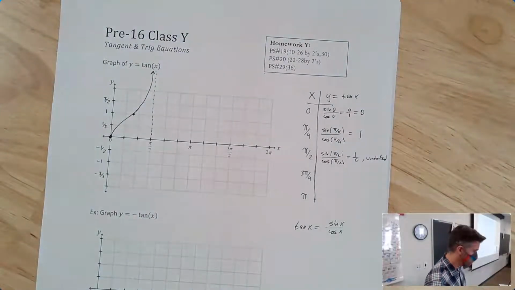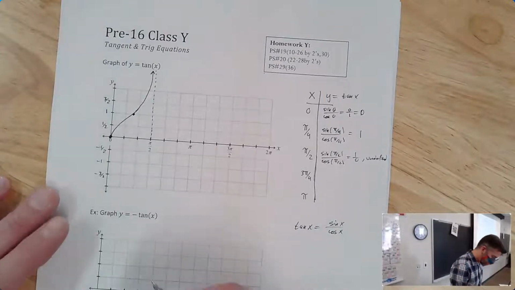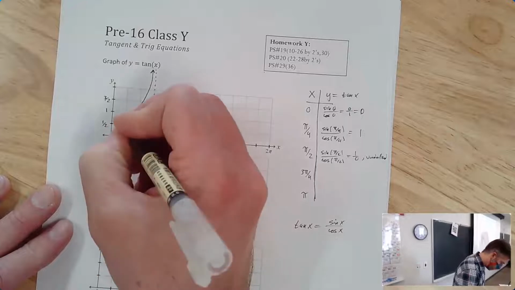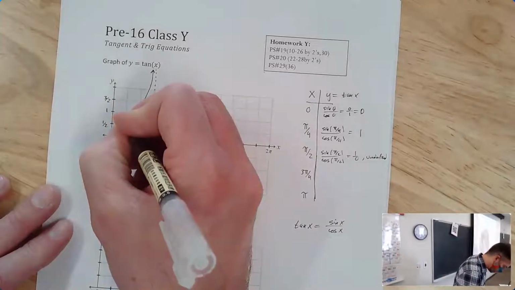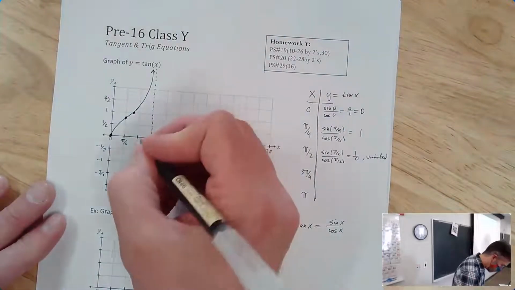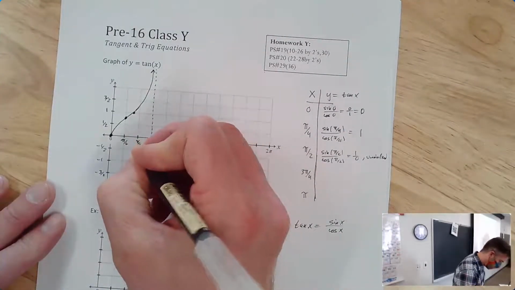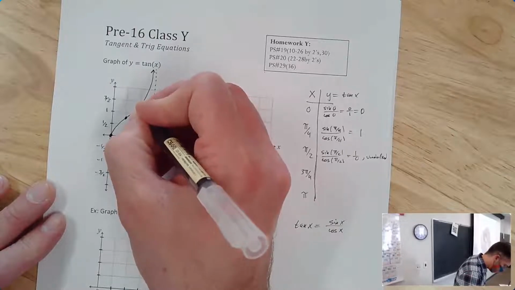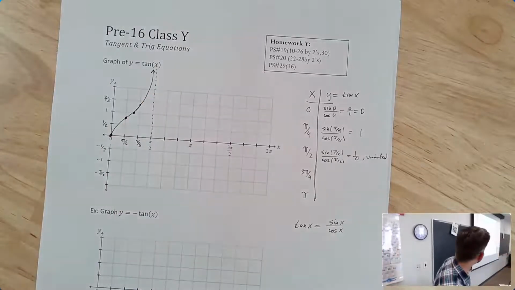We could plug in more values if we wanted. Right? We could plug in pi over 6 here. And tangent of pi over 6 is root 3 over 3, which is about 0.58. And tangent of pi over 3 is root 3, which is about 1.7, which my graph might not look perfect here. Sometimes it's hard to make it look perfect.